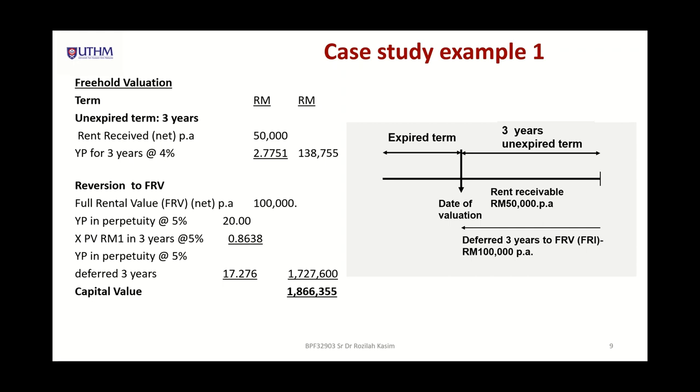However, the landlord only can have the property back after the tenancy ended, which is after 3 years. So the 100,000 per annum that is supposed to be enjoyed by the landlord only can be received after 3 years, which is deferred 3 years. So the value for the reversionary in this case is about 1.7 million. We total up the value of the unexpired term and the value of the reversionary to the market rent, so the value for the freehold interest is about 1.8 million.